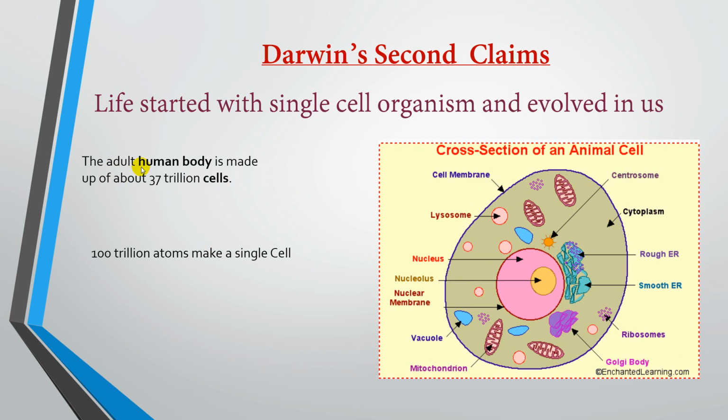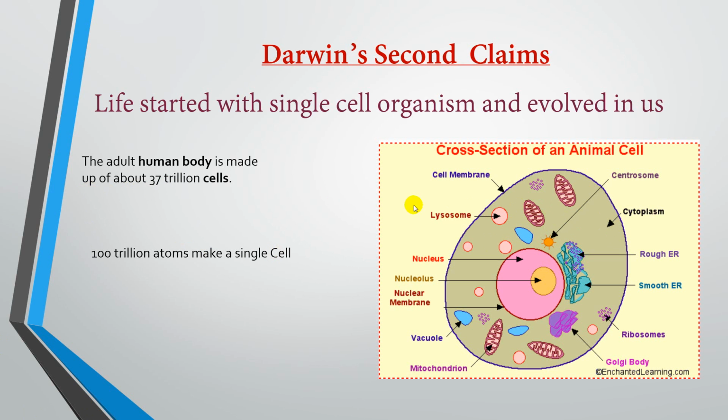Okay, an adult human body has 37 trillion of these cells, and this cell, as you can see, is made up of a lot of parts, and every part is made up of a lot of atoms. So a single cell is made up of about 100 trillion atoms. An atom is the smallest little thing which we can see in the periodic table, which everything is made up of.